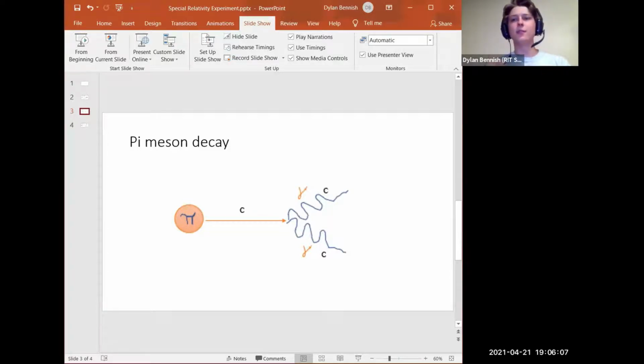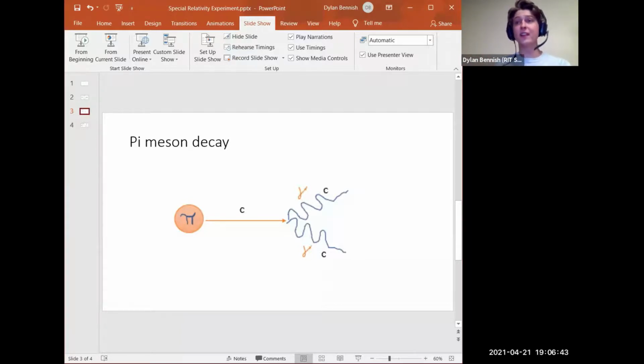And what they did with this is they used large accelerators to speed it up, and Pi mesons will decay into gamma rays, which are basically light rays, electromagnetic waves. And so it decays into these gamma rays that will shoot out at the speed of light. So if you have the Pi meson going at the speed of light and the gamma rays going at the speed of light, well, if you would think they're shooting out at the speed of light, that the gamma rays will be moving 2 times the speed of light, if we're thinking about it in the classical sense.